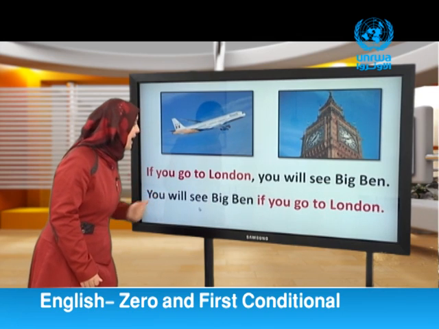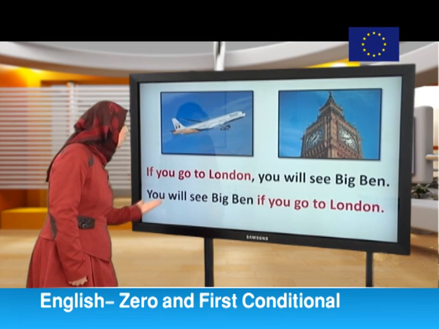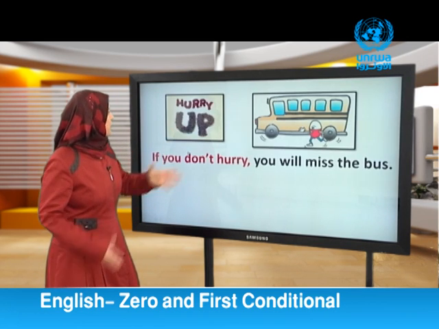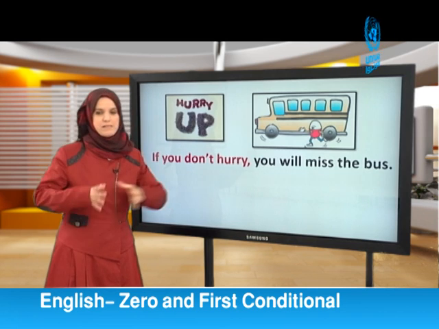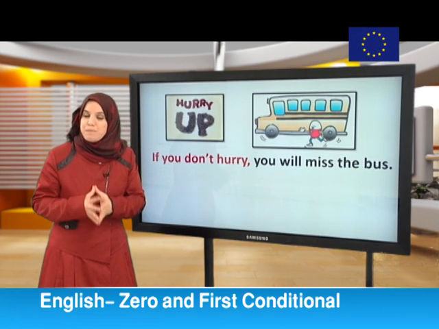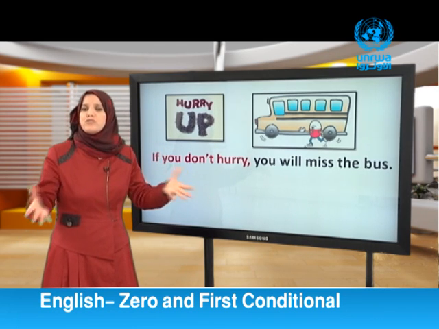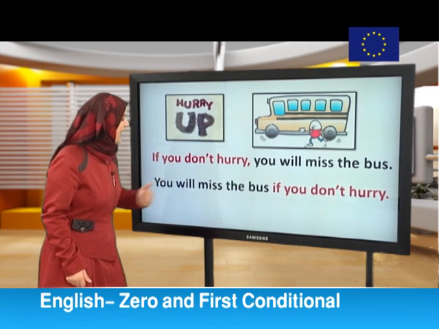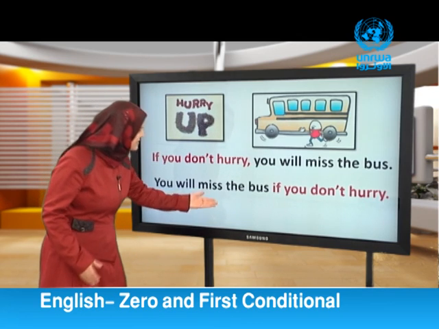And notice, again, the two parts of the conditional sentence can change places. So we say, you will see Big Ben if you go to London. The meaning is the same. Let's look at these pictures and read the sentence. If you don't hurry, you will miss the bus. Now, missing the bus is an expected result for this condition. If you don't hurry, you may miss the bus. But sometimes you are late and you don't miss the bus. This is not a fact which is 100% true. Look, we can express the same meaning like this. You will miss the bus if you don't hurry. Notice the use of the comma.